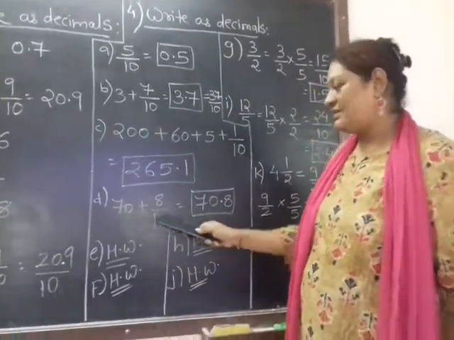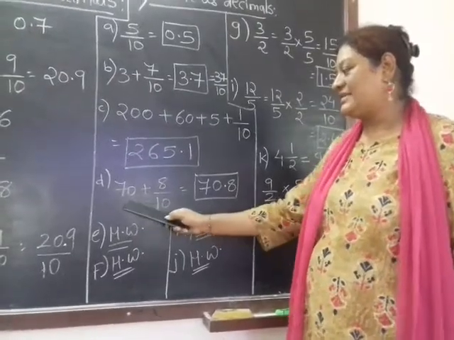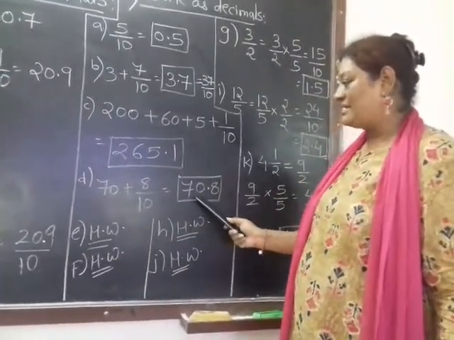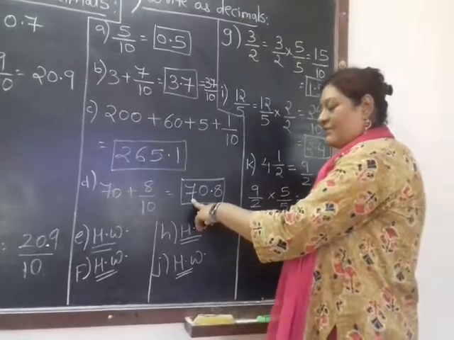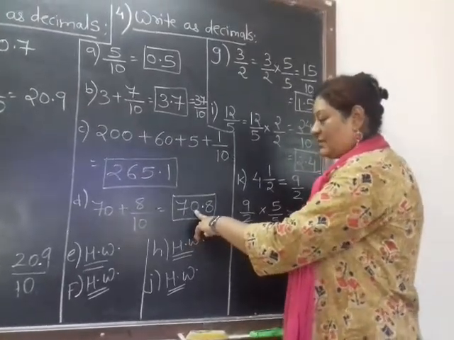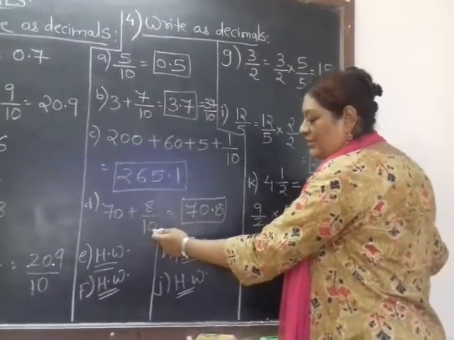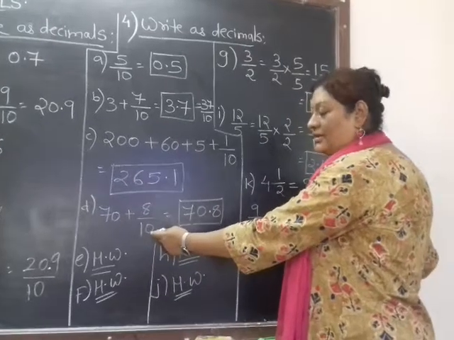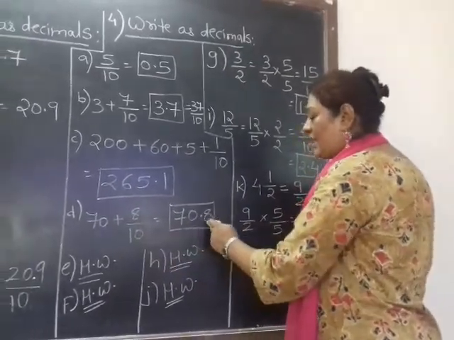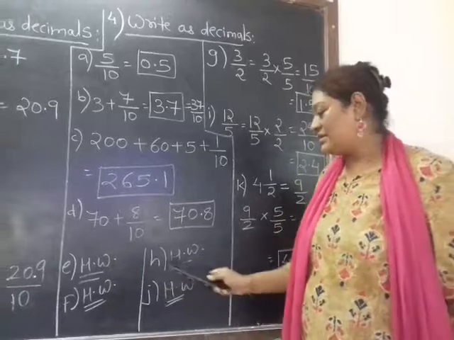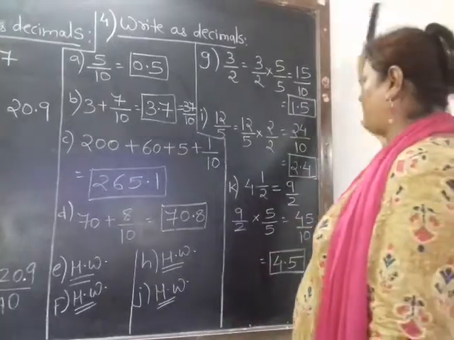70 plus 8 upon 10. This is tens. So it will remain as it is, because we have 7 on the tens place value, 0 on the ones place value. Then we have 8 upon 10, that is a point. After the point the number should be written. So 0.8. These are the sums I have given you for homework as a part of practice.